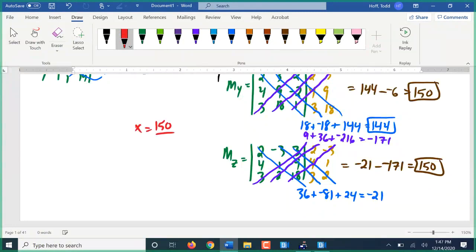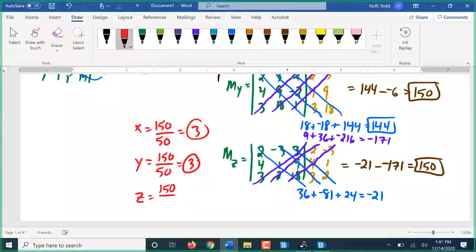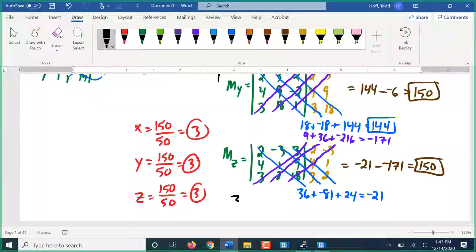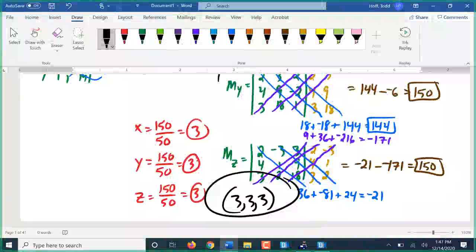The x matrix had a determinant of 150 over the base matrix determinant of 50, which is 3. The y matrix had a determinant of 150 over the base matrix determinant of 50, so y is 3. And the z matrix had a determinant of 150 over the base matrix determinant of 50. Z is 3. So for this problem, x is 3 when y is 3 and z is 3. Any questions on those? Okay.